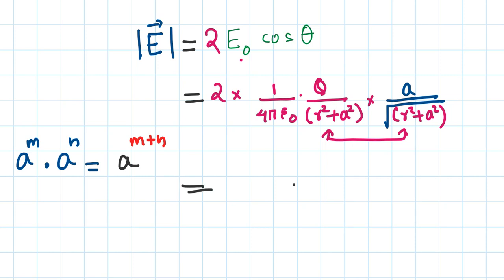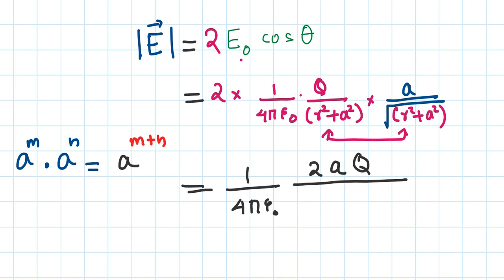It's very clear from this. Let me put all the terms in the numerator together. You have 2, you have A, you have Q: 2AQ. We will replace that a little bit later. So 1 by 4 pi epsilon 0, let it stay there. In the denominator you have the base R squared plus A squared, the whole raised to 1.